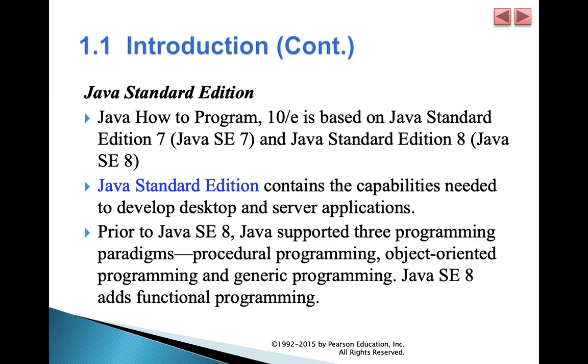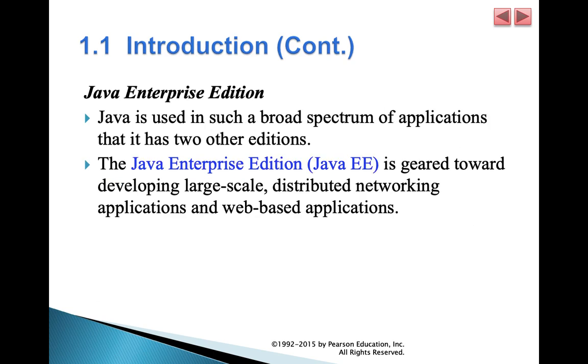In Java we have two editions. The standard edition, which is actually what we will study in this course. Java Standard Edition contains all the capabilities needed to develop desktop and server applications. But there is also Java Enterprise Edition, which is used in a broad spectrum of applications. Java Enterprise Edition is geared toward developing large-scale distributed network applications and web-based applications.